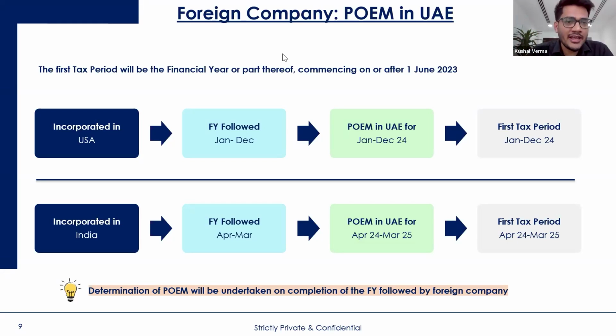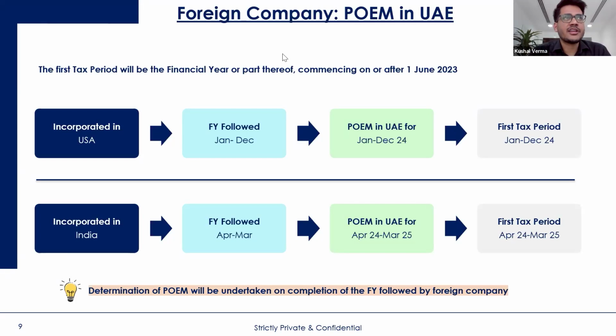Say, for example, an entity is incorporated in USA and follows Jan to December as its financial year. Then the first financial year starting after June 2023 will be Jan to December 2024 for them. And if that entity has POEM in UAE for that Jan to December 2024, then that will be their first tax period. Taking another example of Indian entities, if an entity is incorporated in India, the financial year followed in India is April to March. So if that entity has POEM in UAE from April 24 to March 25, then the first tax period for them will be April 24 to March 25.